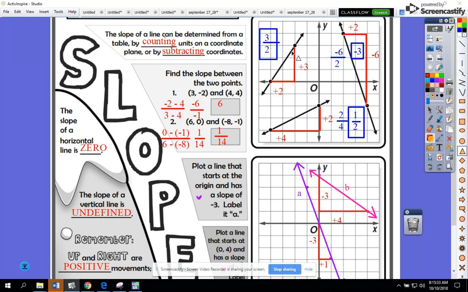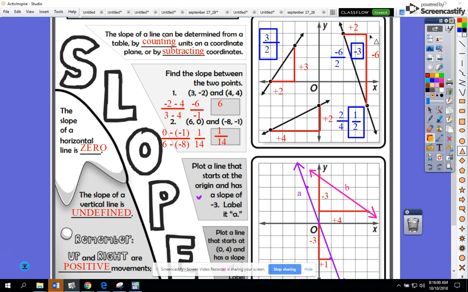If you have a coordinate grid, what you need to do is find any 2 points on that line and then go ahead and make your slope triangle. So I found these 2 points here. I make my slope triangle. I see that the horizontal distance is +2, and then the vertical distance is +3. We know it's +3 because the line is going up. So it's always my vertical distance over my horizontal distance or change, and so that's 3 over 2.